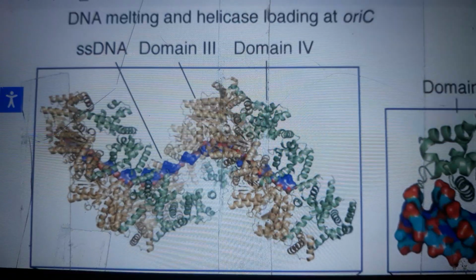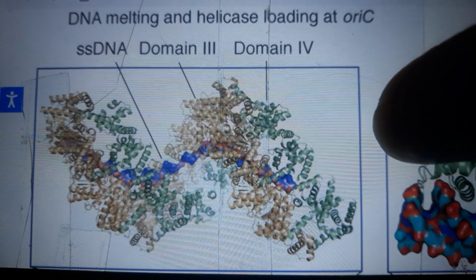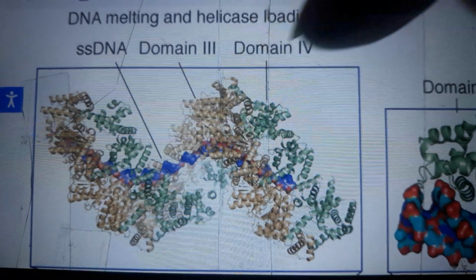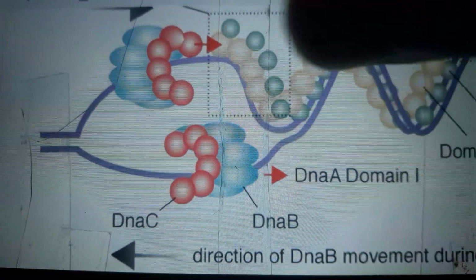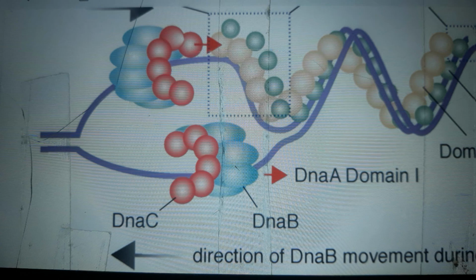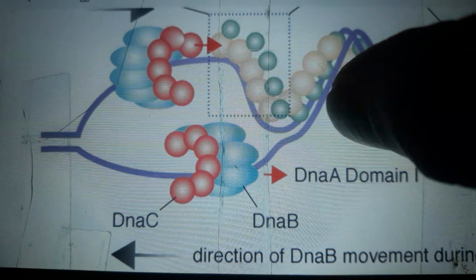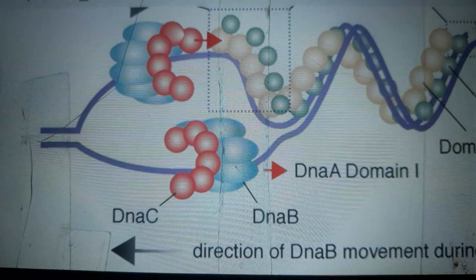This is the illustration of DNA melting and helicase loading at ORIC-C. It's already been shown to you, but just for a recap. ssDNA, domain 3, domain 4, and this is the separate picture of that. Here is the direction of the DNA movement during the replication. Take screenshots of these and it should be very helpful to you. All right.